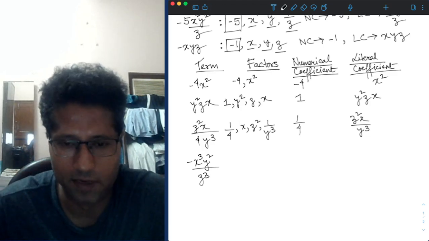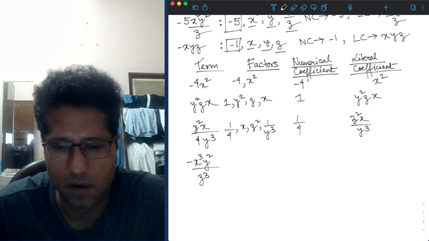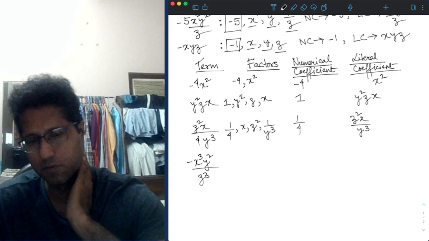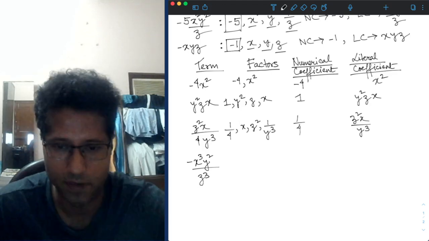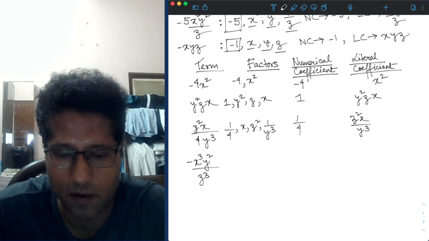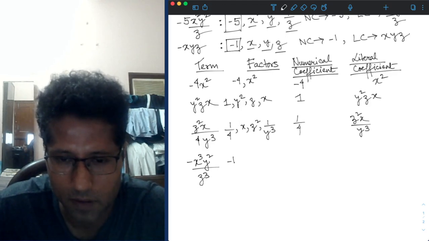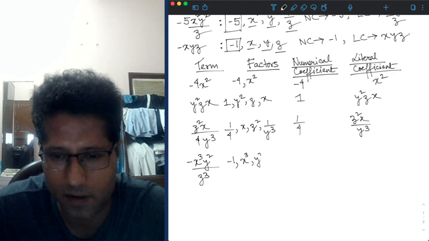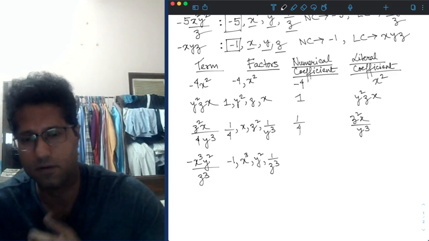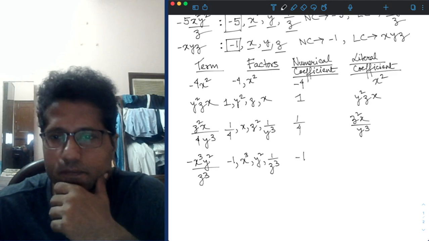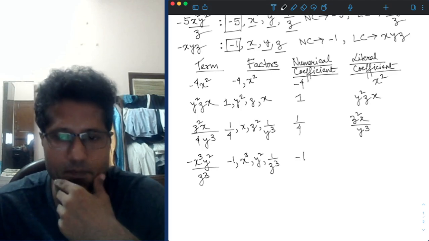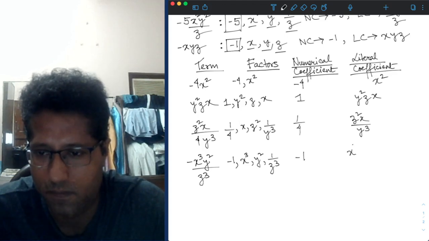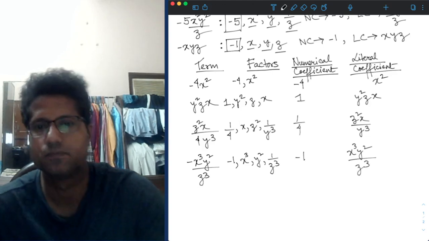For the last term, we see it's a negative term, but there is no specific constant in the term. So we assume that minus 1 is the numerical factor and the other factors are x cube, y square and 1 by z cube. So the numerical coefficient of the term is the numerical factor, that is minus 1, and the literal coefficient of the term is everything except the minus 1, that is x cube y square divided by z cube.